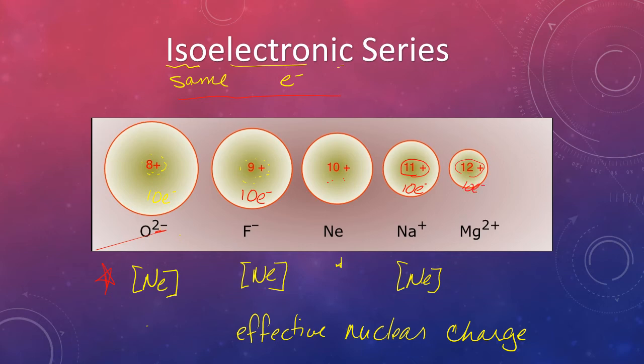So we have a rule here for isoelectronic series. On the negative side, the more you gain, the bigger you get. And on the positive side, the more you lose, the smaller you get. Wow, that makes perfect sense. Think about weight loss. You gain weight, you get bigger. You lose weight, you get smaller. It's kind of the same idea, except this time it depends on the effective nuclear charge more than it depends on actual willpower.